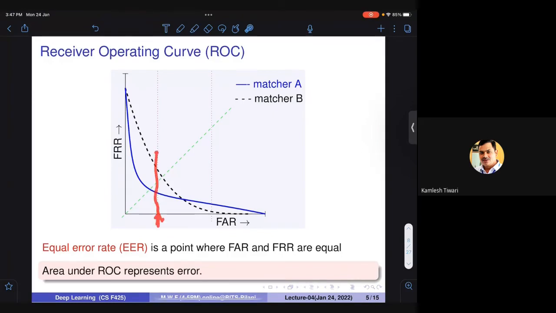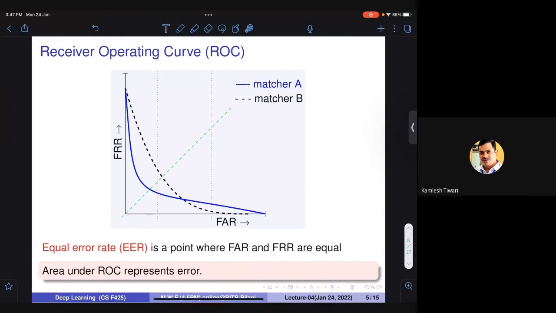So if you draw like this, you can see these two curves. Which curve is lower, which curve has the low false rejection rate? You can see that it is matcher A. You say that matcher A is better. So now I'm talking with respect to your scenarios. If your scenario is a high security scenario, then matcher A is going to be better.